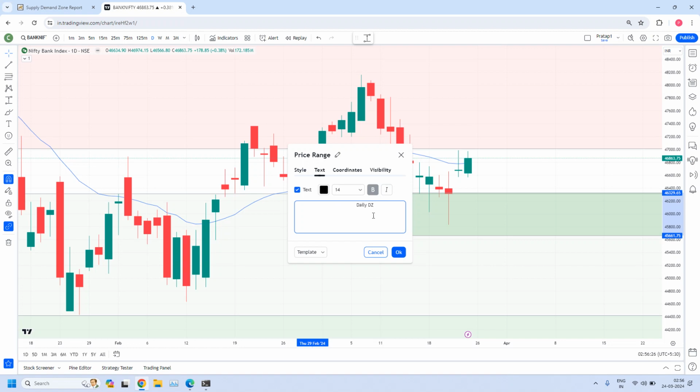See, if it is a high liquidity zone, I will add an HLQ keyword. If I am not adding the HLQ, that means it is a normal demand zone.